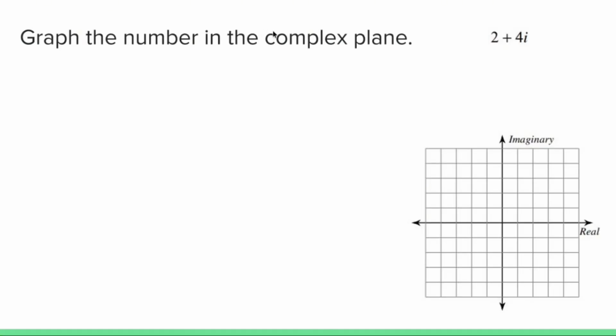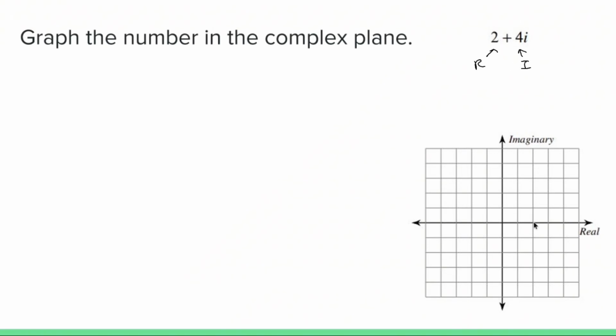Graph the number in the complex plane. We have 2 plus 4i. Now, a complex plane replaces your x-axis with the real axis and your y-axis with the imaginary axis. If you're looking at this and saying, all right, well, the imaginary number is the number attached to i, correct, and the real number is the number attached to nothing, correct. Is this as simple as going right 2, up 4? Absolutely. That's literally all it is.